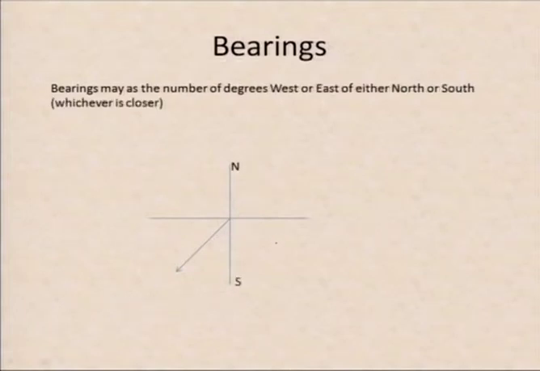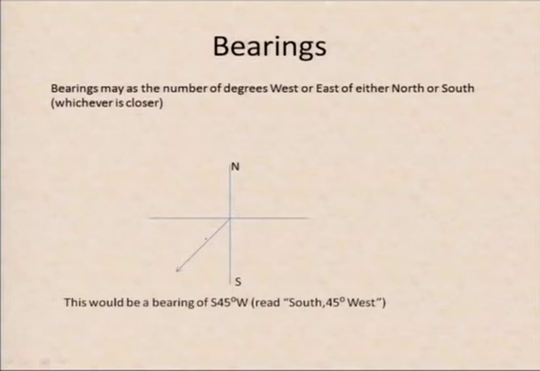Another way that bearings are sometimes done is the number of degrees west or east of either north or south. That's a mouthful right there. It's either west or east of north or south. Well, it's not that hard to figure out. Whichever is closer, meaning this particular arrow right here is closer to south than it is to north. And from the south, it is certainly west of there. So instead of going all the way from north around, we could just list it from south. And we would read that south, 45 degrees west. It is not read west 45 degrees south.